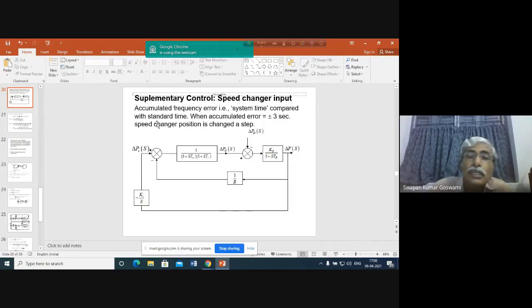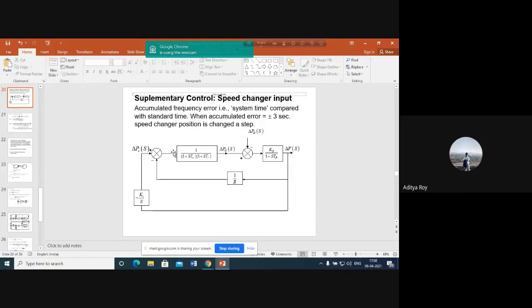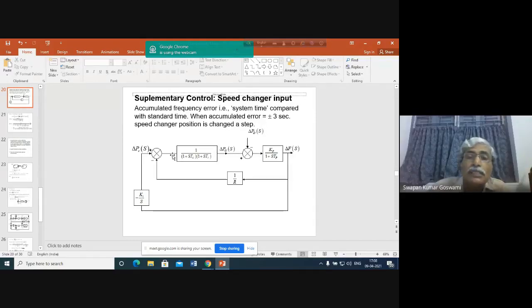So, could you understand it? How the speed changer position will be changed using the supplementary control? Is it clear? Yes, sir. Okay, now let us discuss. So this completes the discussion on frequency control. What we had to discuss in respect of frequency control, that is this much only.